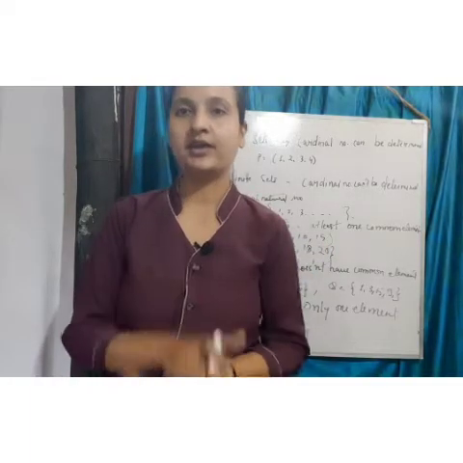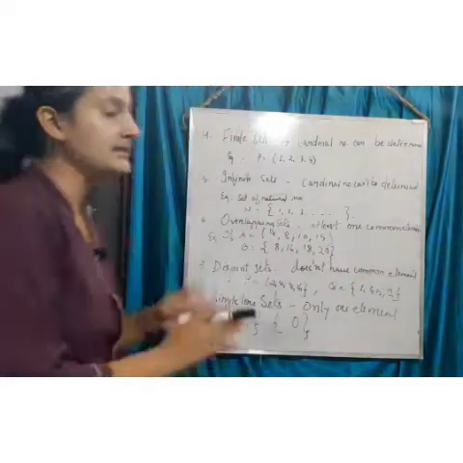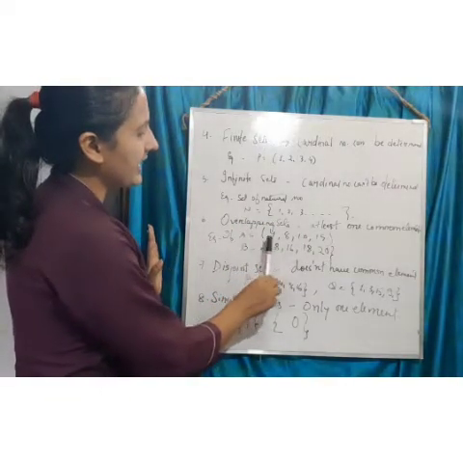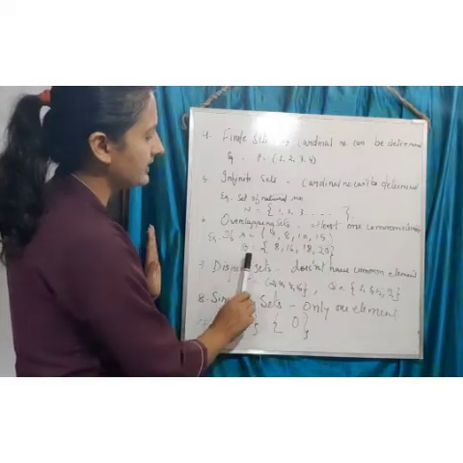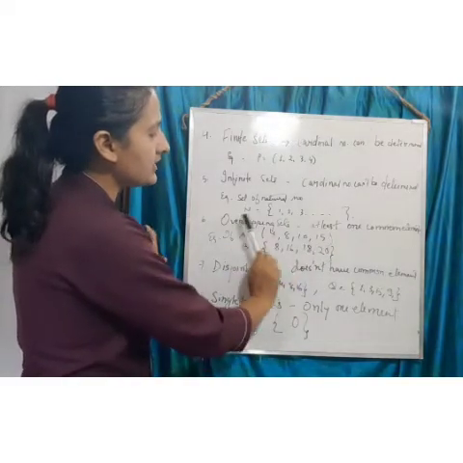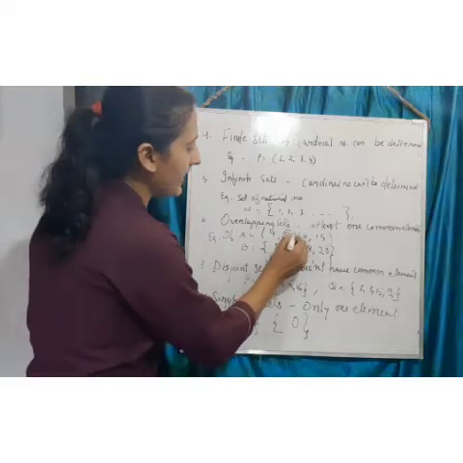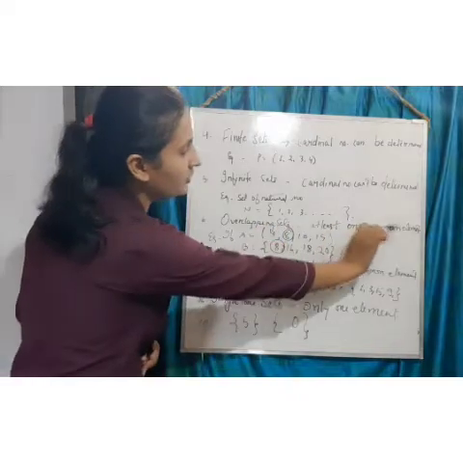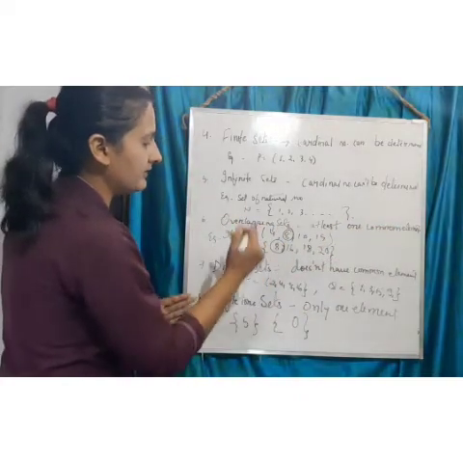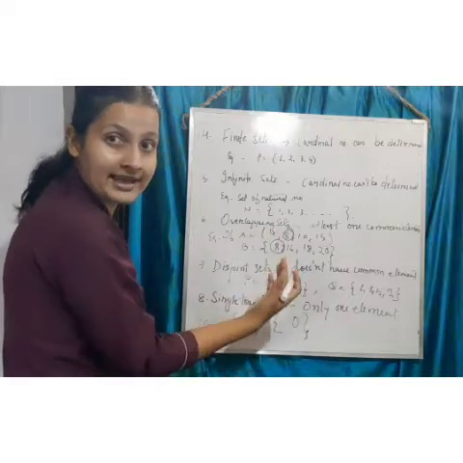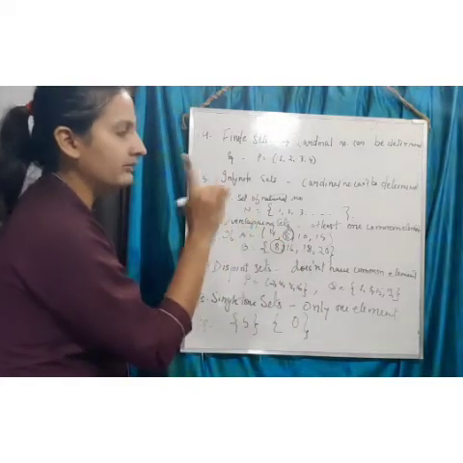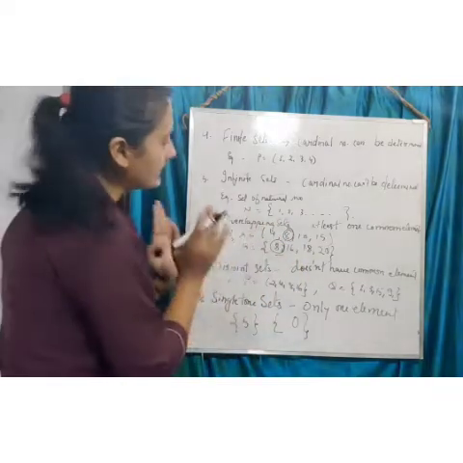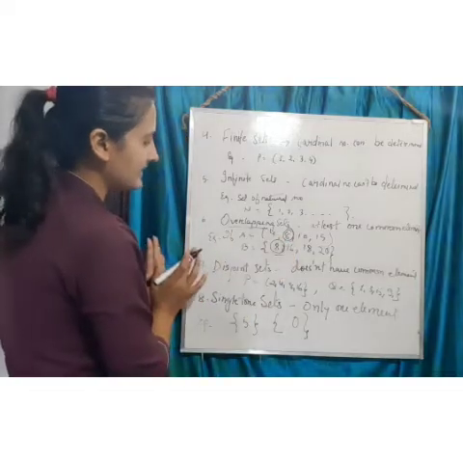Then comes overlapping. Overlapping means one over another, right? So here, suppose set A has 4, 8, 10, 15, and the other set has 8, 16, 18. Here only one element is common. So at least one common element, even if one element is the same, if it is common, then it is said to be an overlapping set.